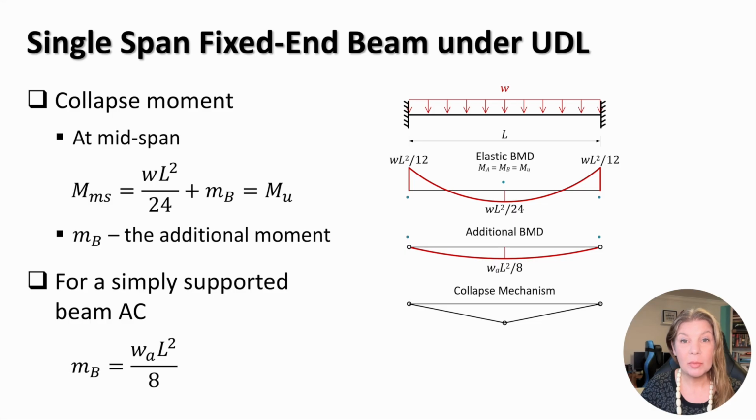At this stage, the bending moment at midspan consists of two parts. The first part is the bending moment corresponding to the stage when the plastic hinges developed at supports. This moment equals WL squared over 24, which is half of the ultimate bending resistance moment, Mu. The second part represents an additional bending moment causing the development of a plastic hinge at the midspan and is equal to WA times L squared over 8, where WA is the additional uniformly distributed load.